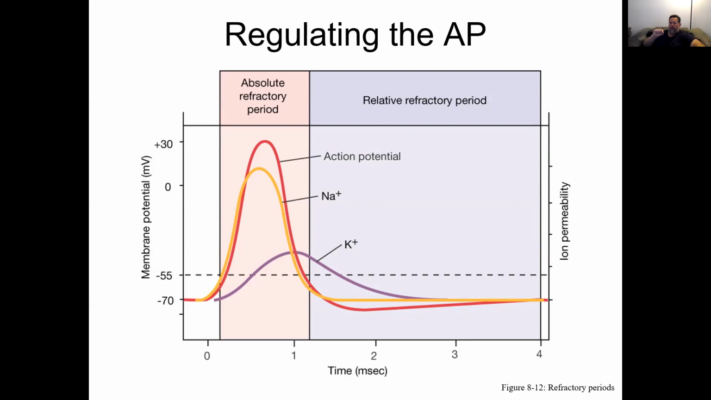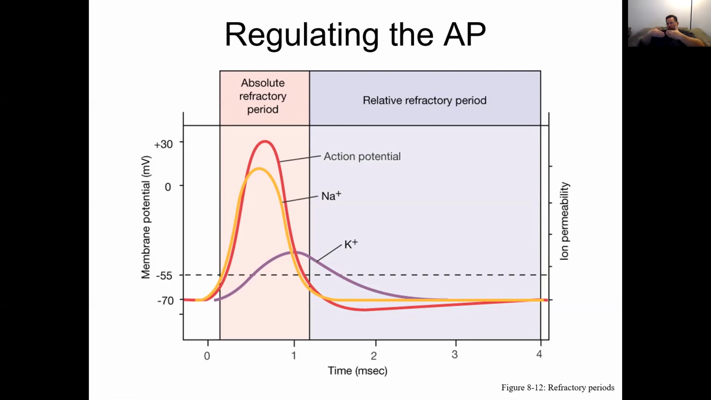This is one of the reasons why we say a nerve action potential is an all or nothing event. It reaches this threshold and that's it. And then it goes back into this refractory period. No more action potentials until everything's back to normal.